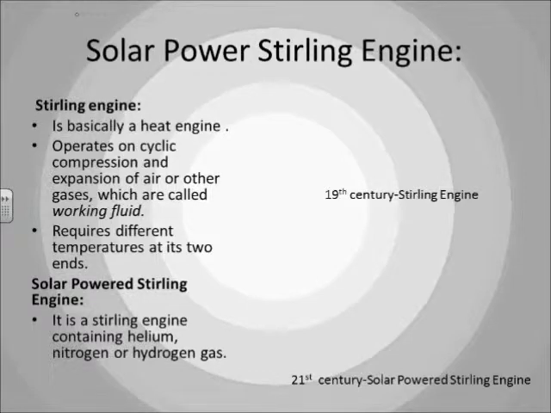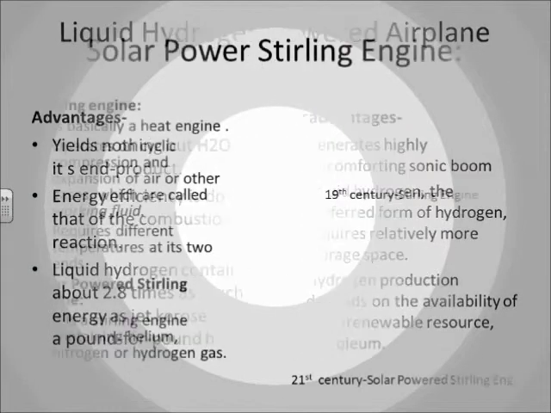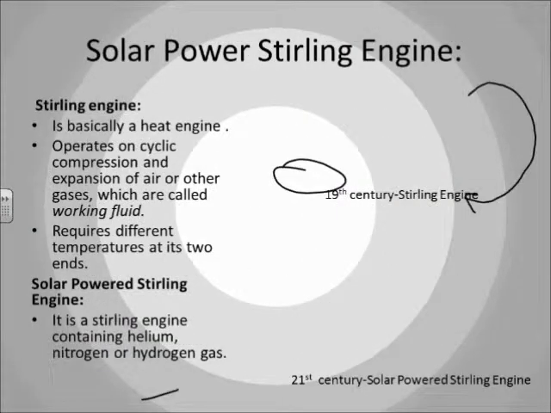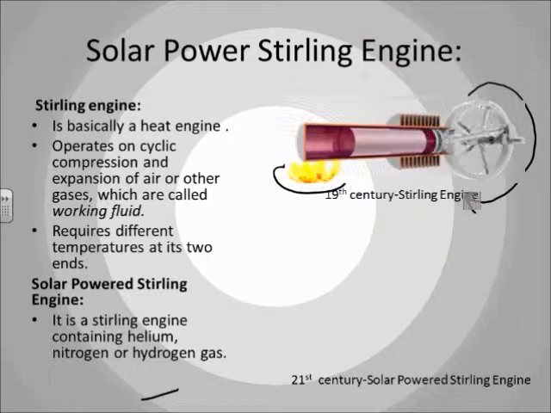So that was about using liquid hydrogen in aircraft. So moving on to the next slide, it's about solar power Stirling engine. It is basically a heat engine. It operates on cyclic compression and expansion of air or other gases, which are technically called working fluid.